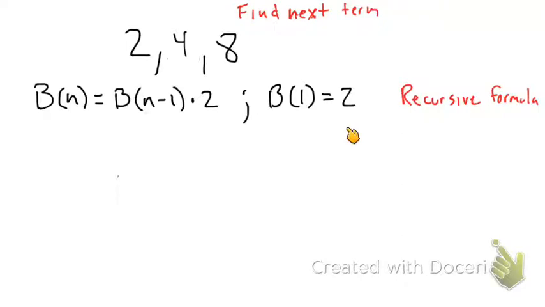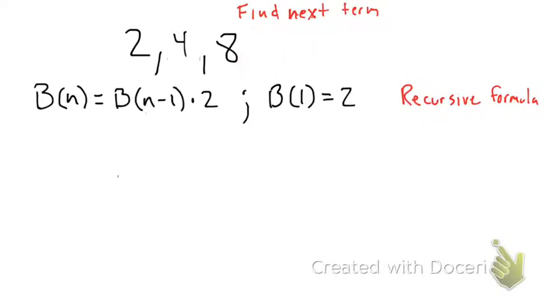We can use this recursive formula to find the terms in our sequence. Right now in this sequence I have 3 terms, 2, 4, and 8. And our goal is to find the next term. I know some of you can look at this real quick and say, oh, I'm just multiplying by 2 to get the next term.